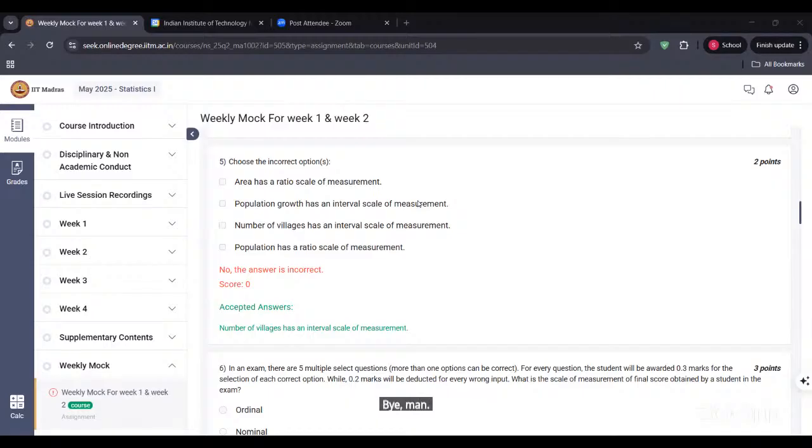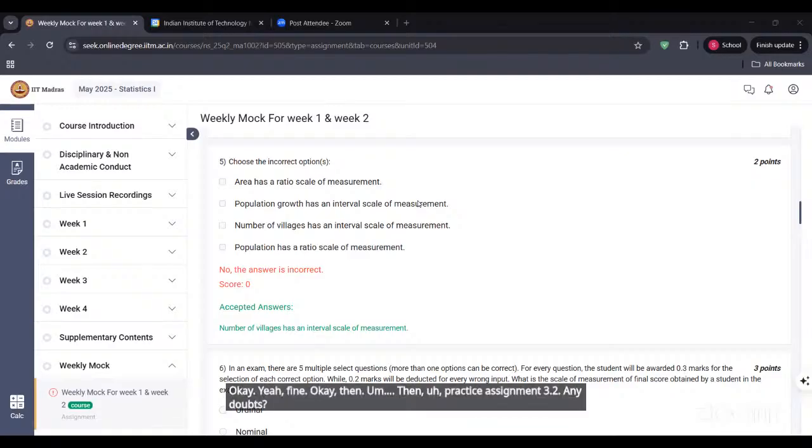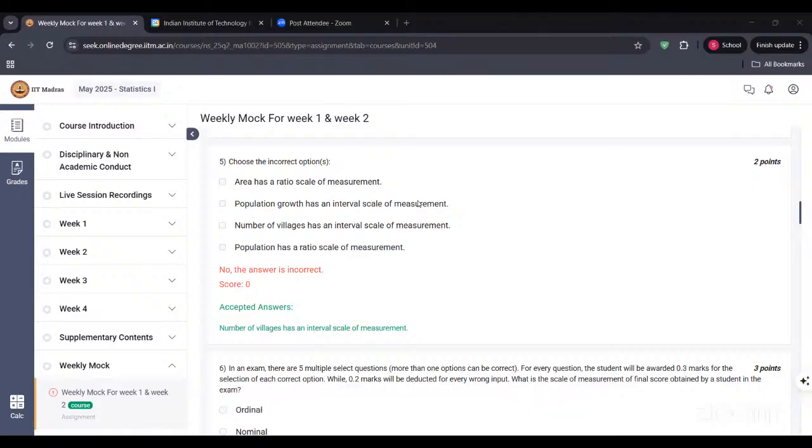Then, practice assignment 3.2. Any doubts? No, ma'am. Okay, so you don't have any doubts in any other questions, right? Ma'am, I have a doubt in this graded assignment. I won't be clearing your doubts in graded assignments.